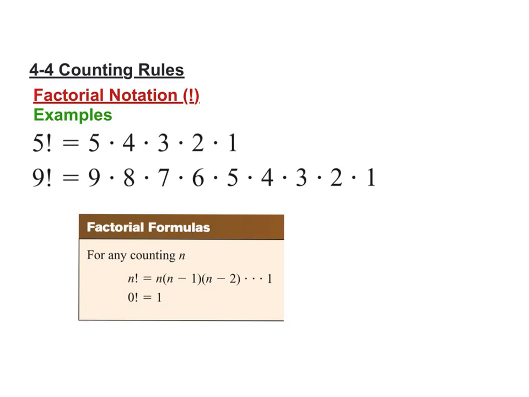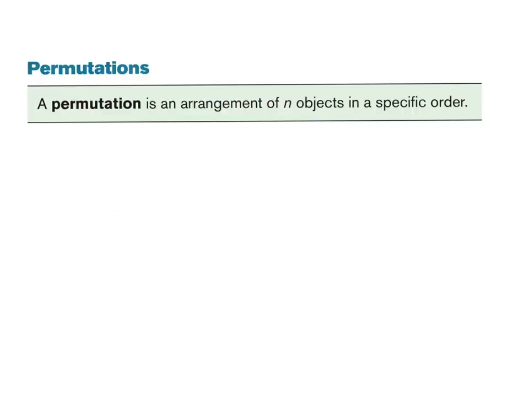Okay? Right. Let's get into our two different types of counting principles. The first one is known as a permutation. In a permutation, an arrangement of n objects in a specific order, so order matters. How many of you have a locker at school? I don't think seniors use it.